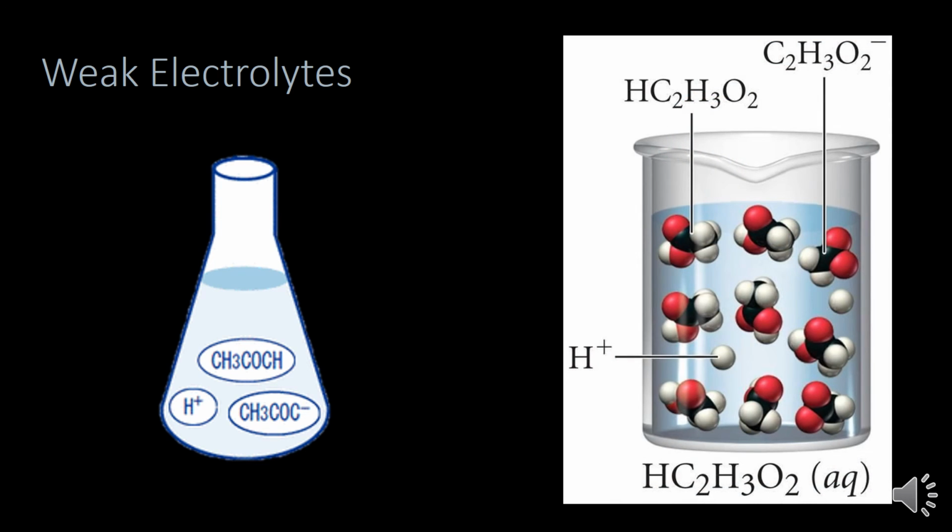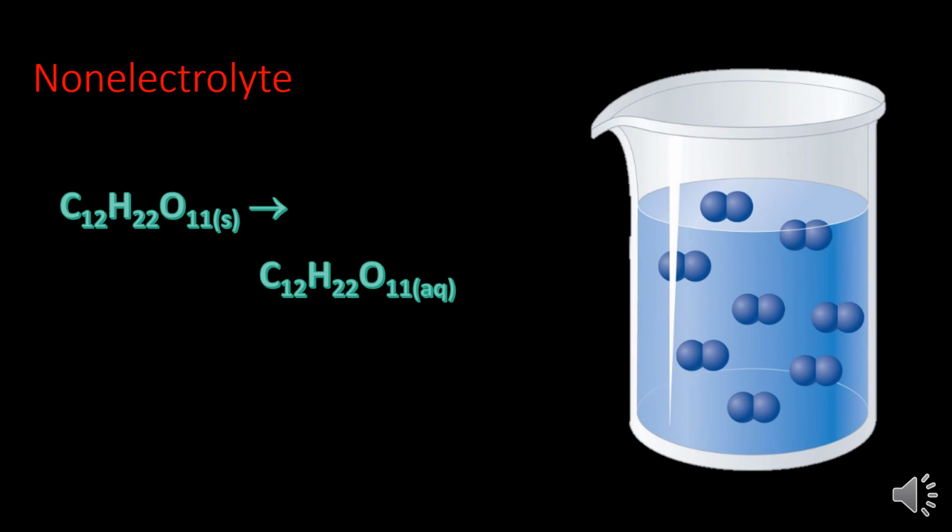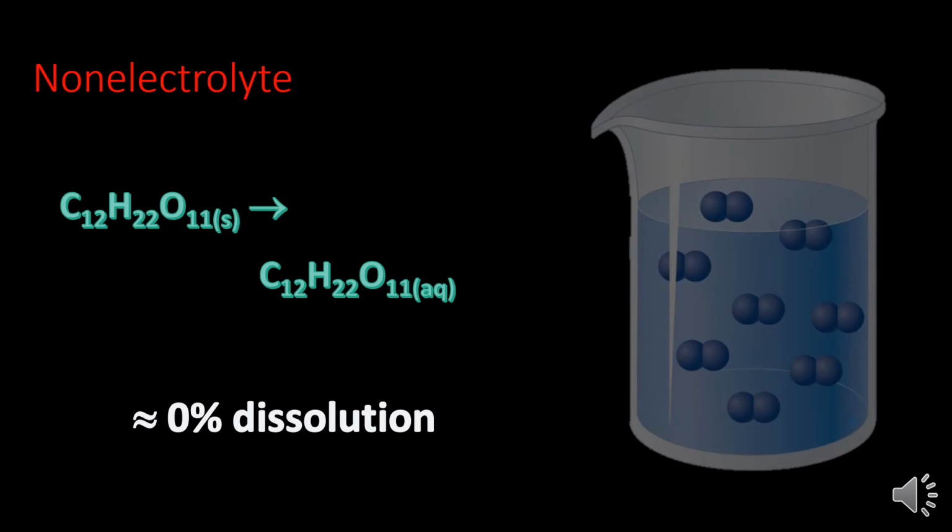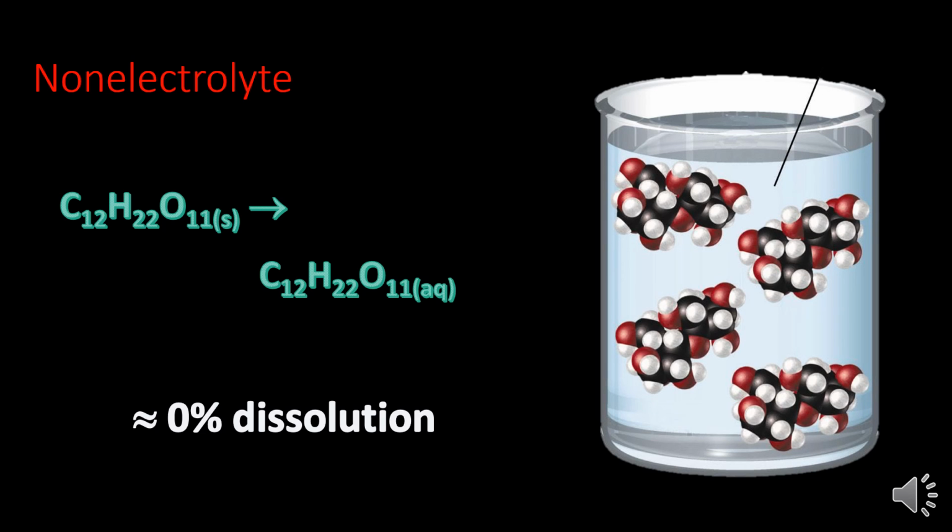This is just another picture like the previous slide showing that some of the acetate molecules stay together with hydrogen and some of them don't. Now, a non-electrolyte does not fall apart at all in the water. It does dissolve, note the AQ, but the molecule stays together in water. Sugar's a classic example of a non-electrolyte. Up next, molarity.